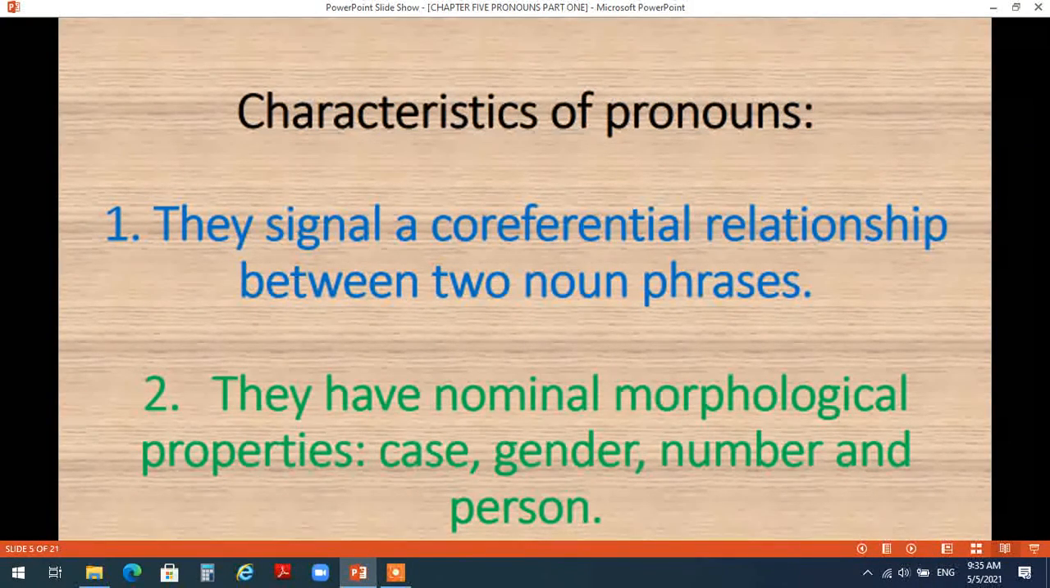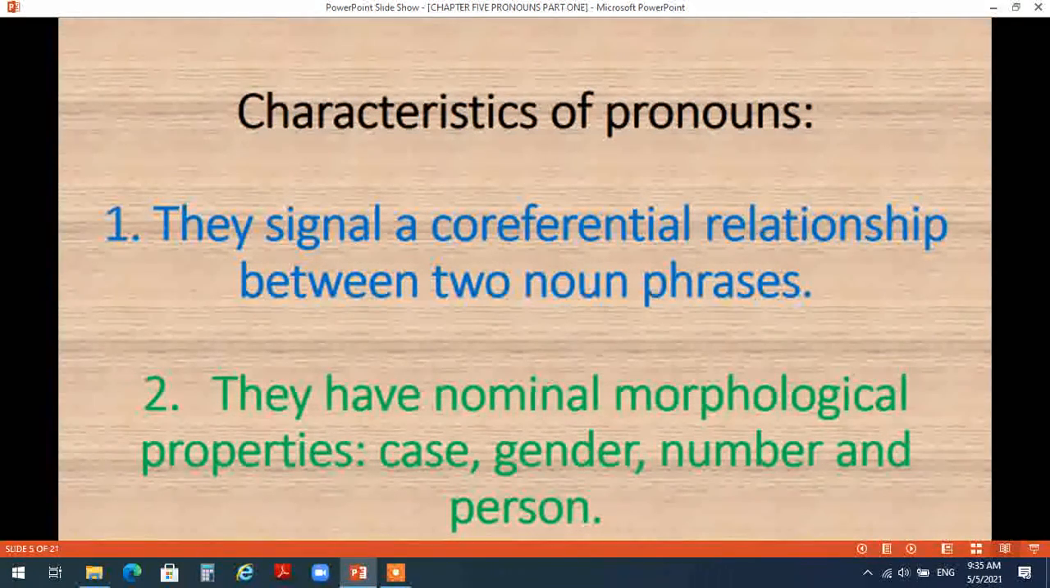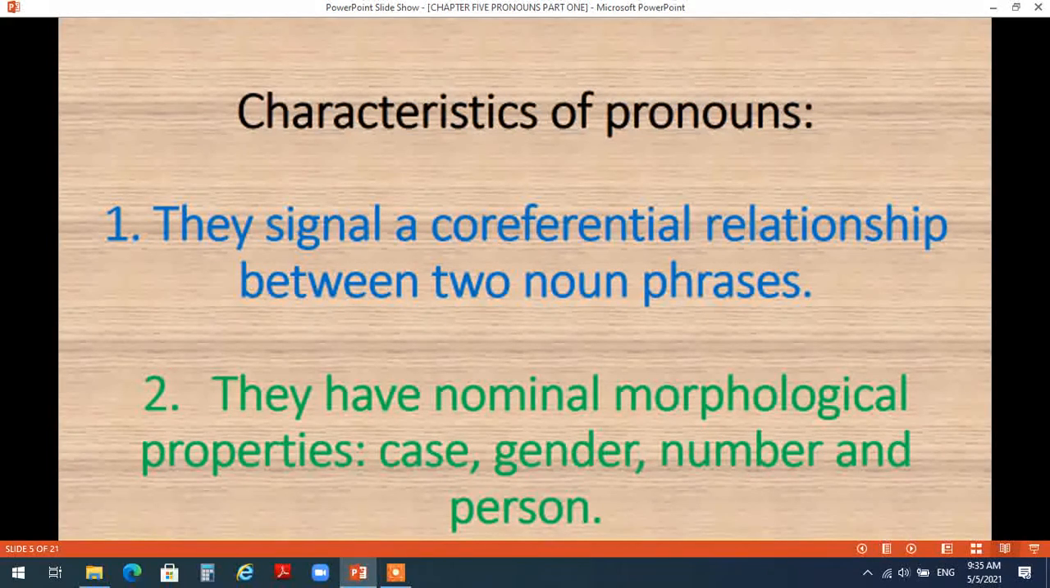Now, characteristics of pronouns، لنتعرف على خصائص أو المزايا التي تمتاز بها الضمائر. Number 1. They signal a co-referential relationship between two noun phrases. إذن الخاصية الأولى التي تمتاز بها الضمائر أنها تشير إلى وجود علاقة مشتركة بين اسمين أو بين عبارتين اسميتين، وهذين الاسمين أو هاتين العبارتين الاسميتين تعودان على ذات الشيء. This is what we mean by a co-referential relationship.